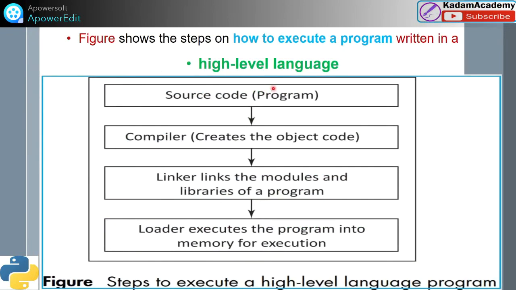See here, this figure shows how a high level language works. The source code, the program that was written, comes to the compiler. The compiler creates the object code, and after that the linker will link the modules and the libraries of the program. Whatever supporting programs or subprograms are required will be linked to this source code with these libraries. After that, the loader executes the program in memory. These are the steps to execute a high level language program.